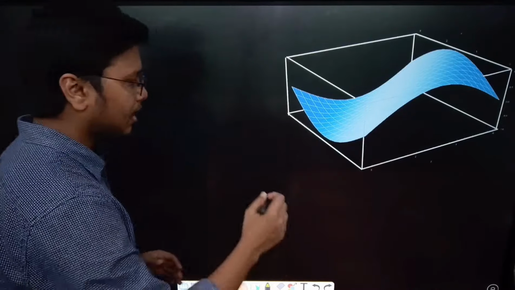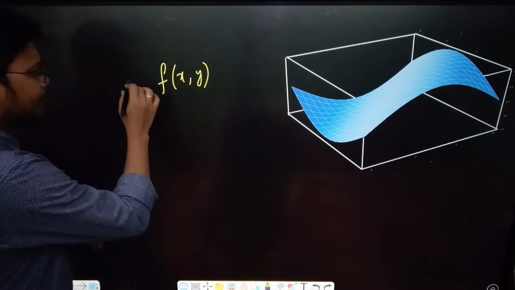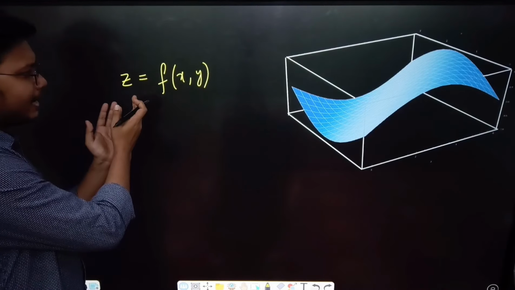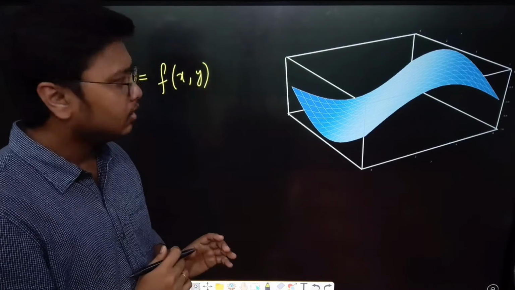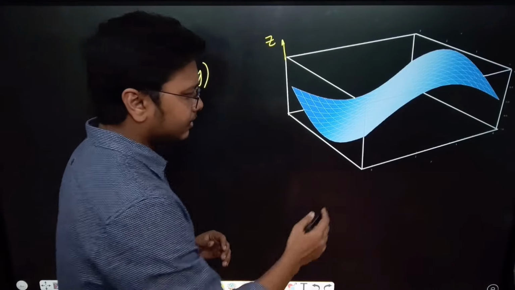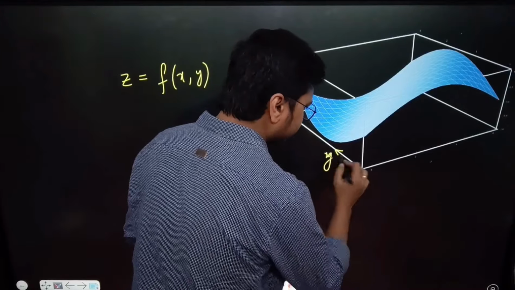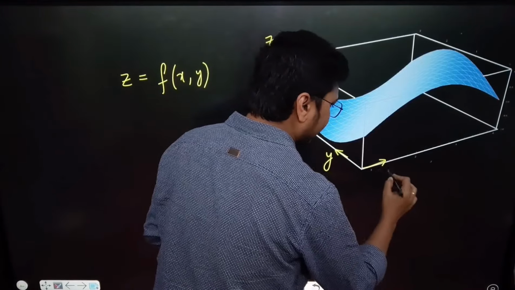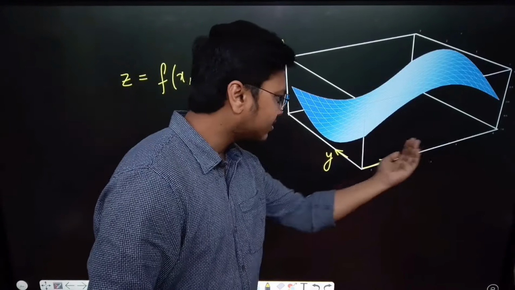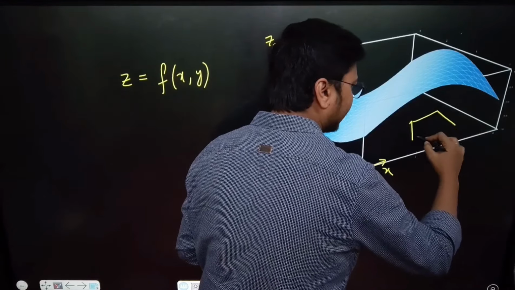Suppose I have a function of xy. And let me say, whenever I give some input of x and y, the output that I get, I'm storing it in the z variable. So imagine this is your z axis and the other two axes, this axis is the y axis and this axis is the x axis. So I have the x, y and the z axis. This is my x, y plane, you can understand.